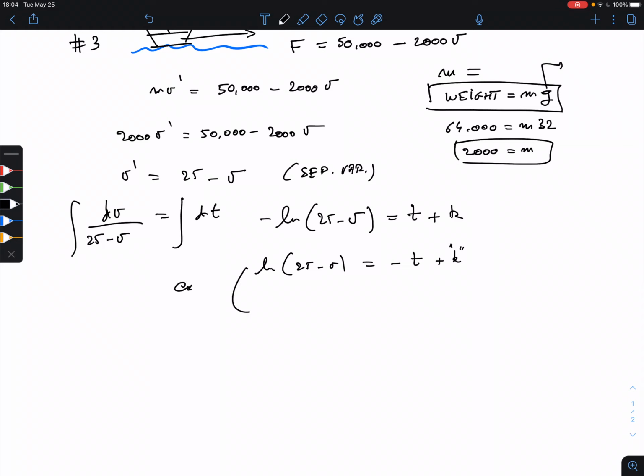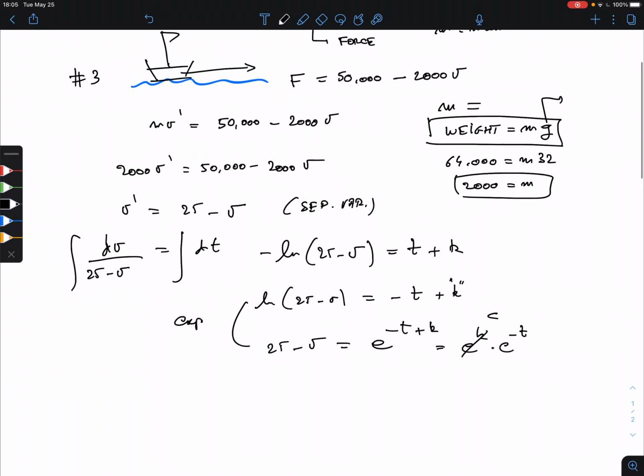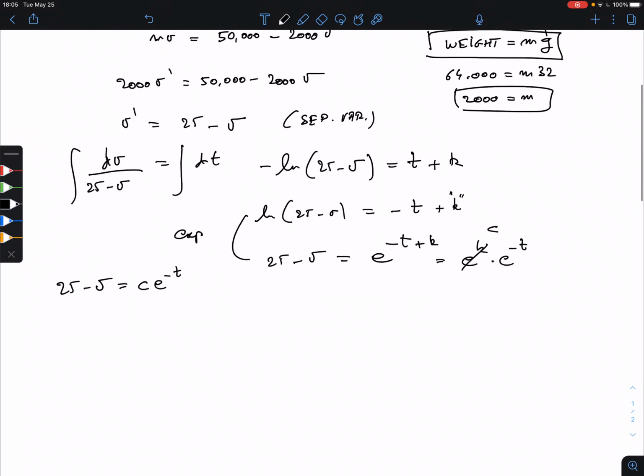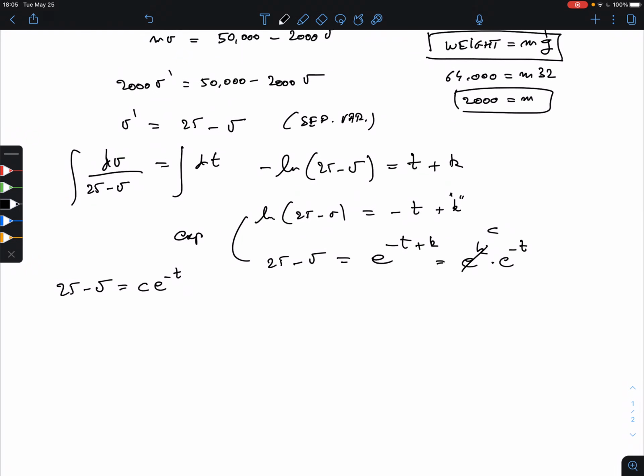Now I can exponentiate. I see this is 25 minus v equals e to the minus t plus k. And that one, we know what to do, right? This is e to the k times e to the minus t. And this becomes my new constant c. So we find, let me write it up, 25 minus v is equal to c times e to the minus t. So far so good, I hope. Yes. And what do we need? This is the c here. That's the integration constant. We have to determine what it is.